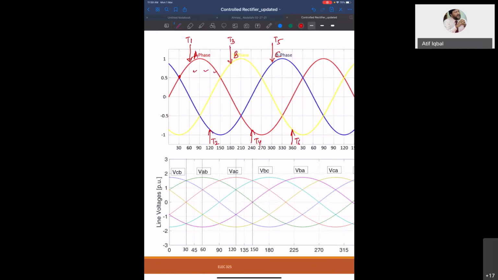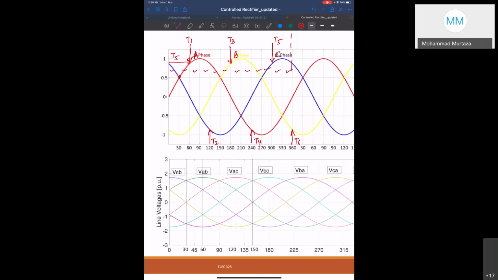1, 2, 3, 4. 1, 2, 3, 4. 1, 2. So we finished 2 here, which means the other 2 will be here. So from here to here, T5 is operating. Got it? Understand? Yes, and T6 would be below.